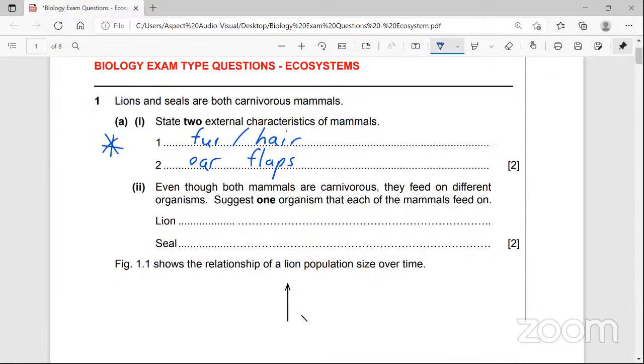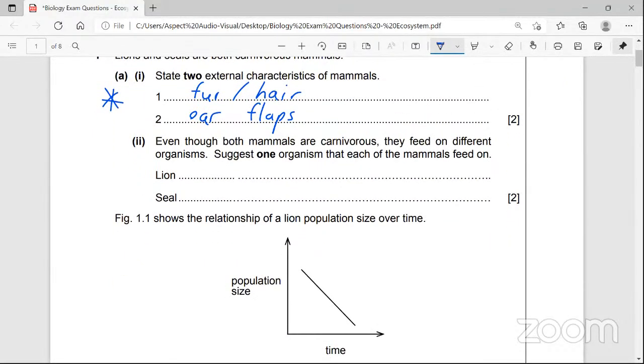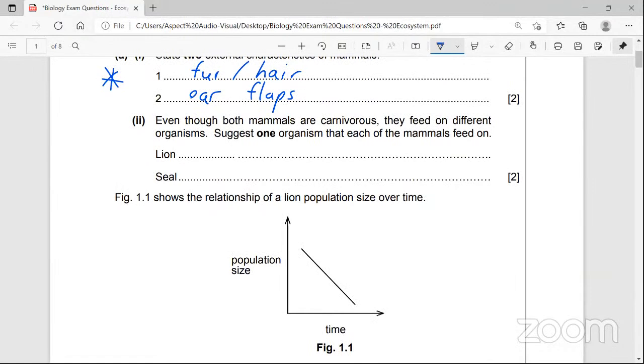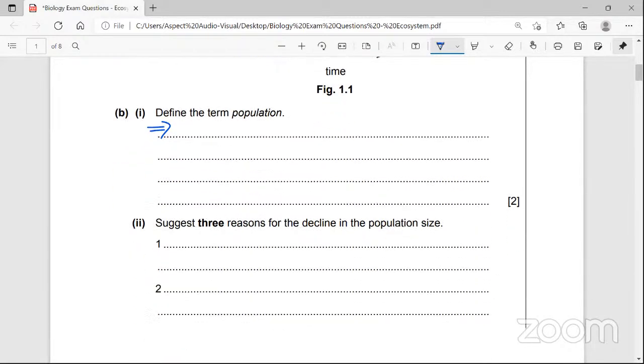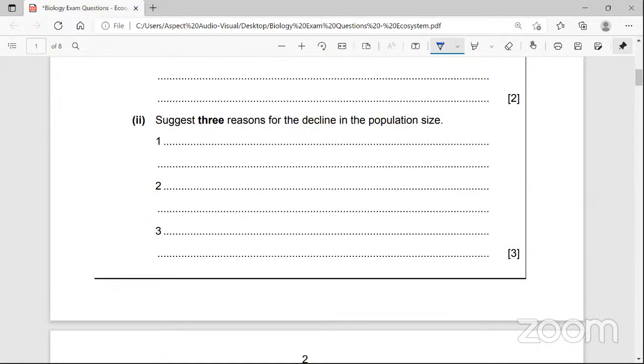Are we together? Right. So here, I think these are very simple questions. You guys should be able to answer those questions. You already defined population. What did you say population is? Number of organisms. Yes. At a certain time, right? Then they ask you to suggest 3 reasons for the decline in the population size.